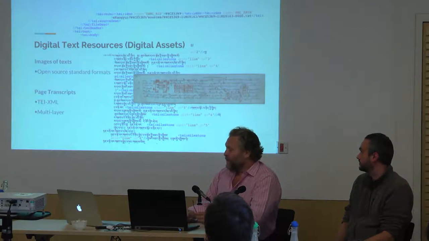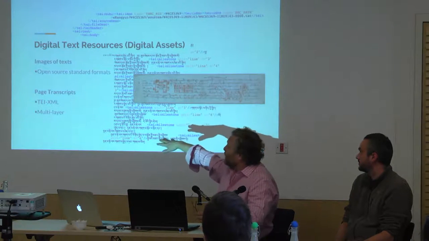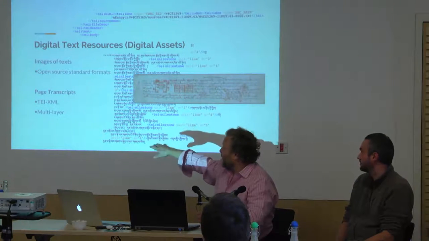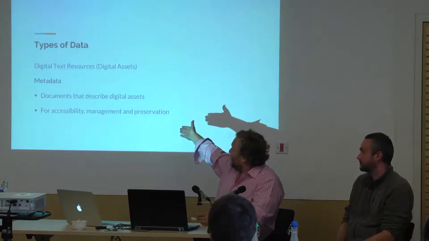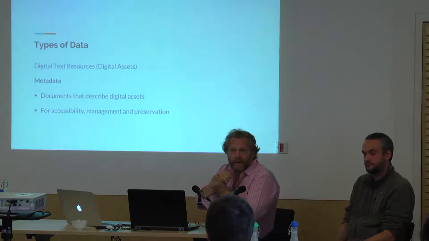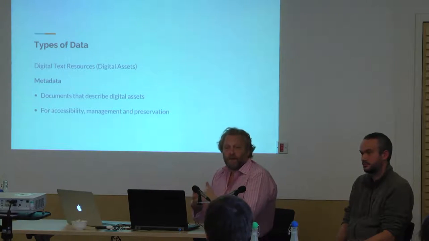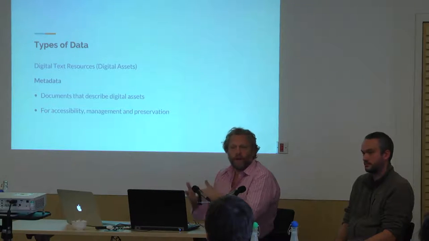So these are digital text resources, images of text using open source standard formats as much as possible, but also page transcripts. I'll go through a little about how we use TEI, issues with TEI, and then our multi-layer architecture. Types of data here also include metadata, documents that describe digital assets. The metadata itself becomes so rich that even the definition of it as metadata starts to blur. This is data that's worthy in and of itself of curation, sorting, storage, and so forth.